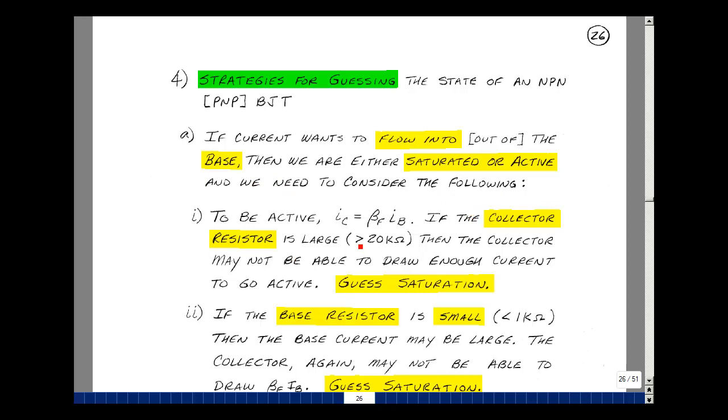To be active, the collector current has to be equal to beta F I sub B. If I have a collector resistor, if that resistor is too big, then I can't draw enough current. If we had currents on the order of milliamps, once we get into large K ohms, we would drop too much voltage across the resistor. It can't be bigger than the battery that we have. So if I see a 20K resistor in the collector, I'm going to probably guess saturation for my first shot.